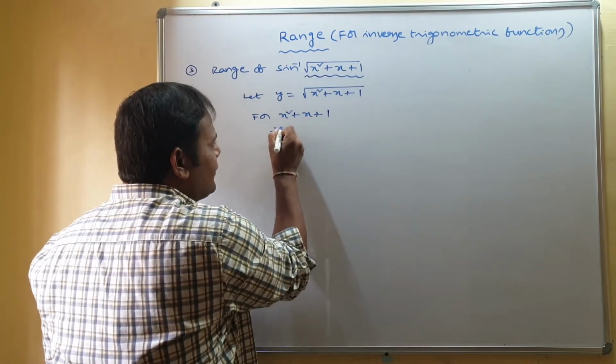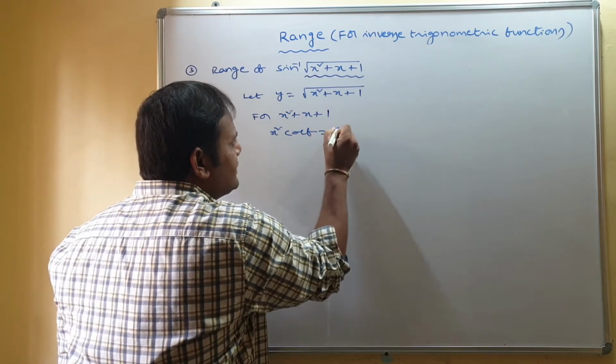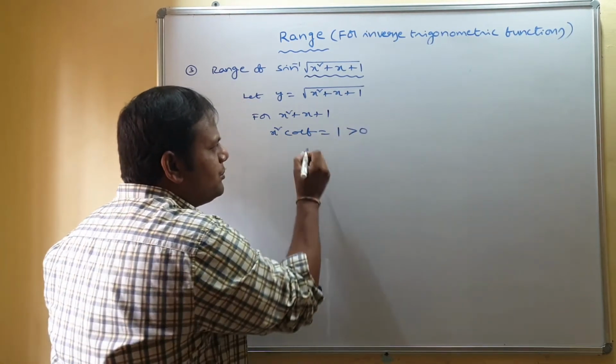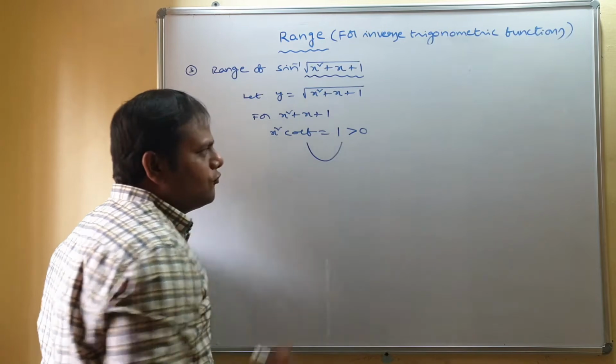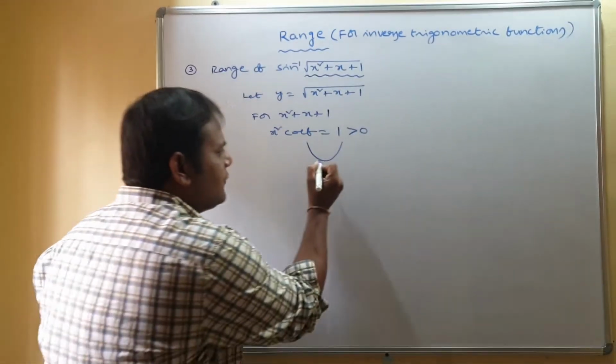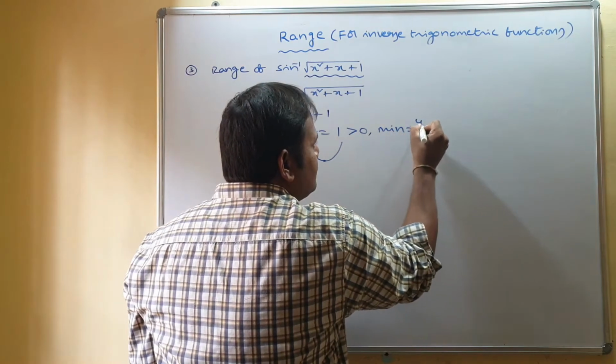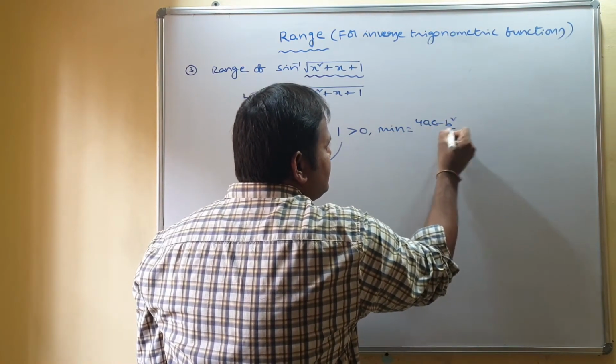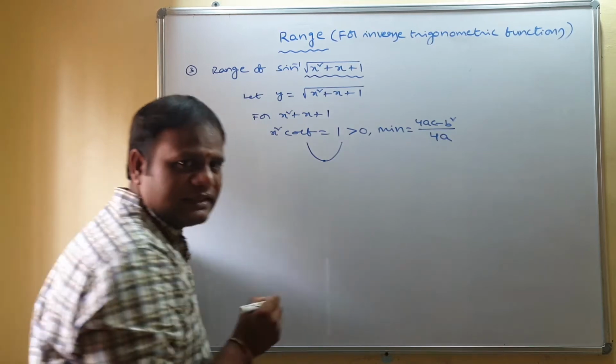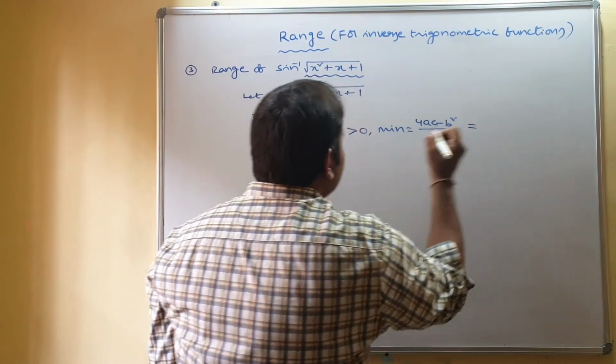What is the x square coefficient? Yes, it is 1, positive. Positive means what parabola is it? Open upward parabola. What will exist? Minimum exists. Yes. What is the minimum value? 4ac minus b square by 4a. Is it? So what about that?